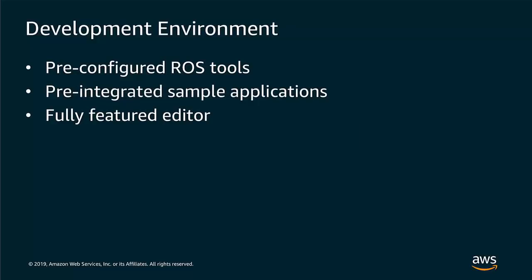For the development environment, we work closely with Cloud9 to create a modified Cloud9 development environment specifically for building robots with ROS. It comes pre-configured with all the ROS tooling you need to build, bundle, and deploy simulations into AWS RoboMaker. It also has our sample applications built in, and it's a fully featured IDE.